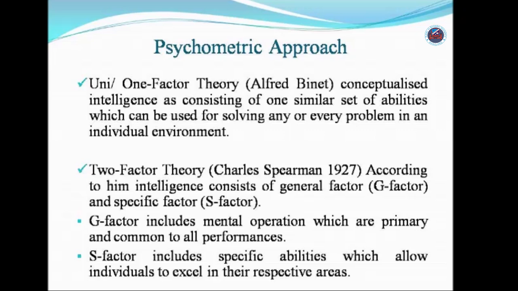Psychometric approach. Under this psychometric approach, as discussed in the earlier slide, we will be discussing 5 different theories of intelligence. The first one is the unifactor theory and the second one is the two-factor theory. Unifactor theory, in other words, can also be known as one-factor theory.